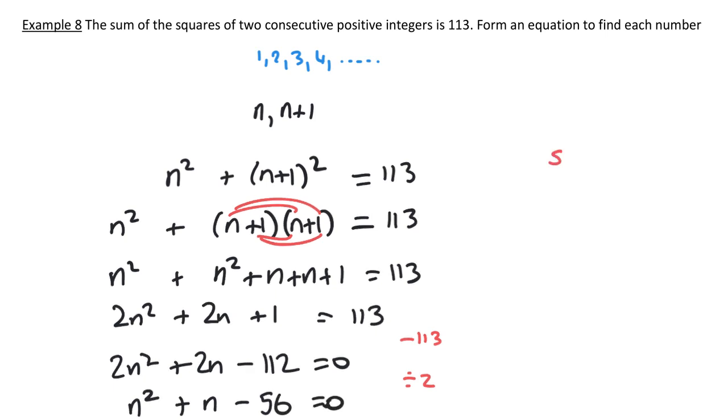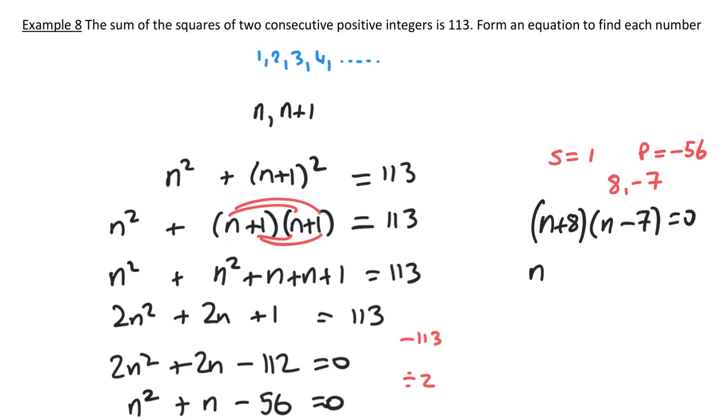For that, the sum is 1 and the product is minus 56. So the numbers that add to 1 and multiply to minus 56 are going to be 8 and minus 7. So we can go straight to our brackets because it's a single n squared: (n plus 8)(n minus 7) equals 0, which means n plus 8 is 0, or n minus 7 is 0, meaning that n equals minus 8, or n equals 7.